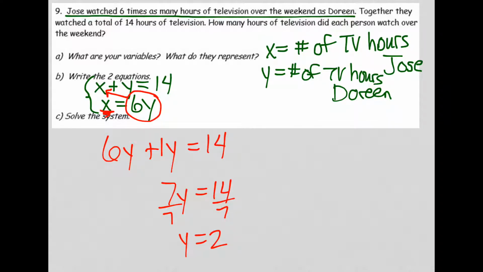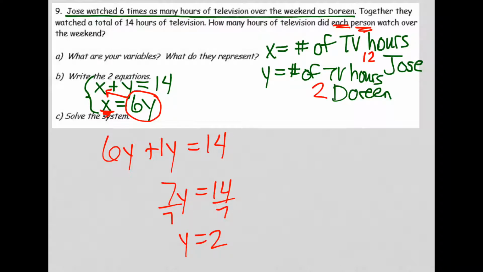Am I done? No. Because the question said, how many hours of television did each person watch? We just figured out Y, which was how many hours Doreen watched. How many hours did Jose watch? Well, he watched 6 times as many. So 6 times 2 is 12. So then Jose must have watched 12 hours and Doreen watched 2.